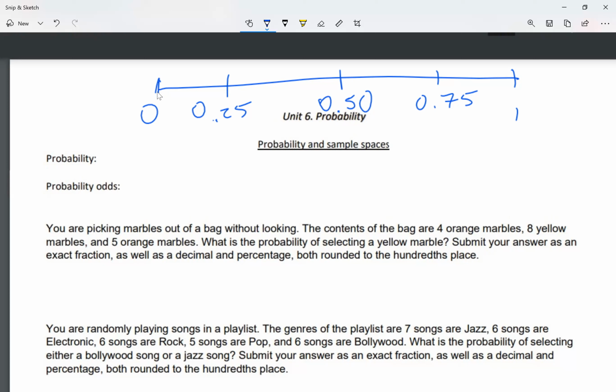1 in decimals, or in percent, 100%. That means it is for sure going to happen. Now, in between here, 0.25 means it is unlikely for this to happen. Right? It's very close to 0. It is unlikely for this to happen. 0.75, see how it's close to 1? I'm saying it is likely it will happen.